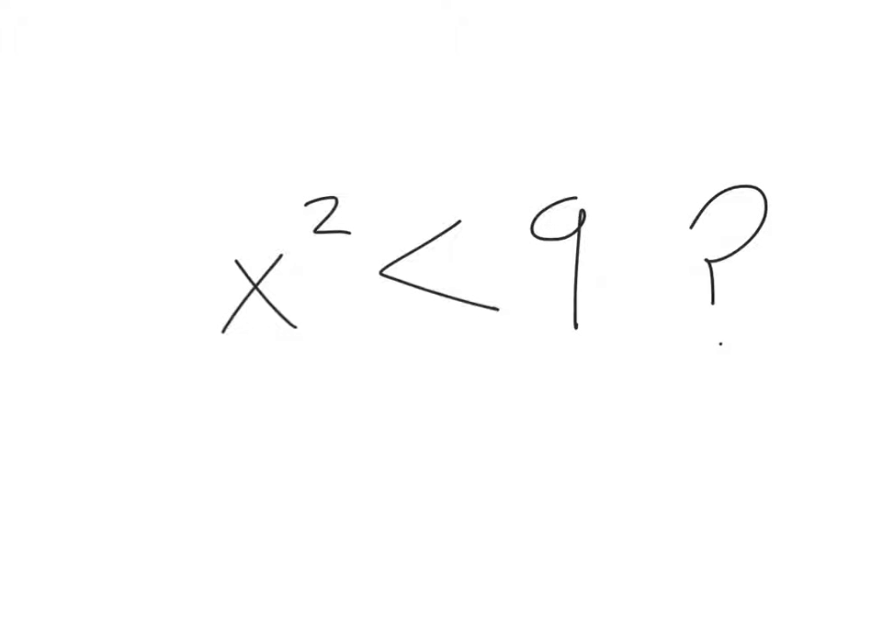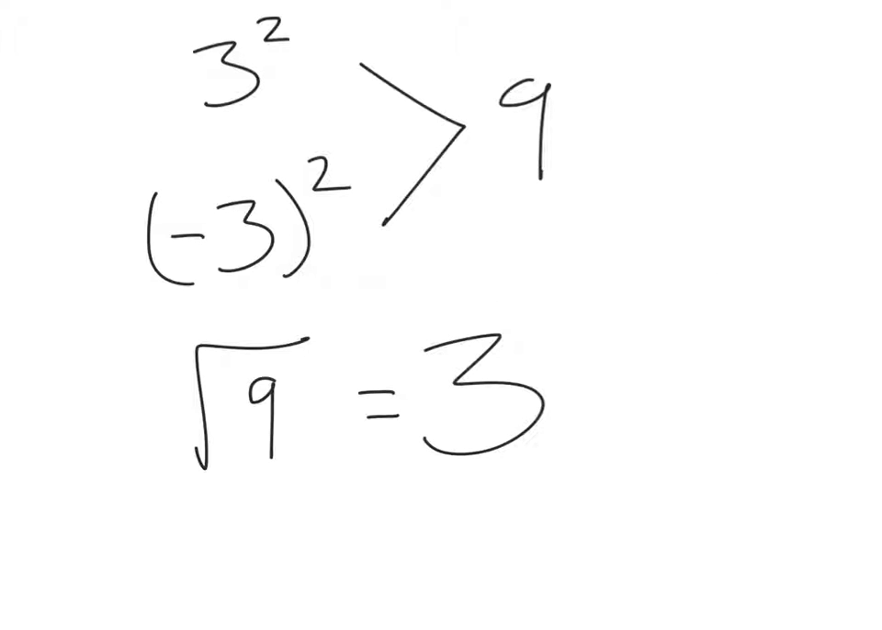Hey everyone, I wanted to make this quick video clarifying how to solve an inequality like x squared less than 9. Okay, 3 squared is 9, and negative 3 squared is 9. So technically there's two numbers that you can square to get 9. But when we take the square root of 9, we only call it positive 3 because we've made an agreement basically that when we take square roots we only want positive numbers.